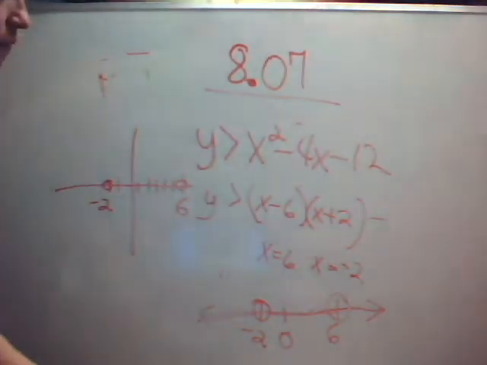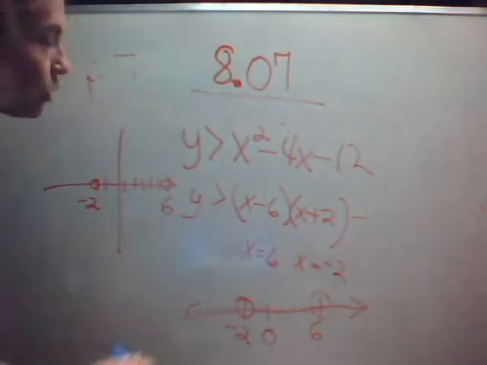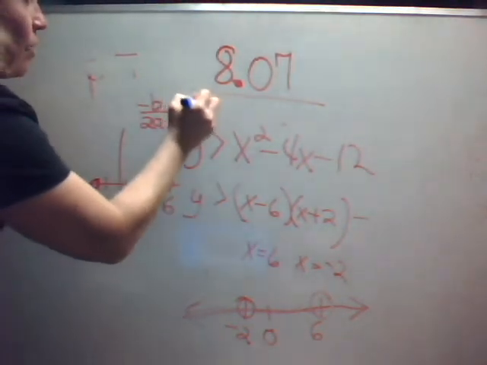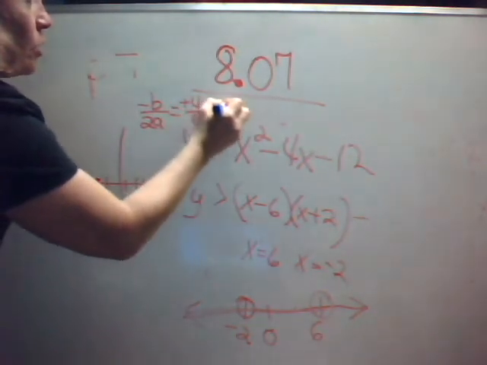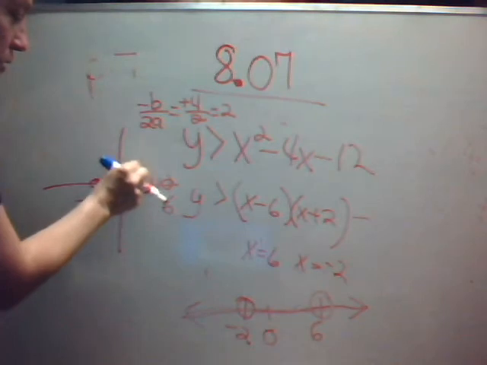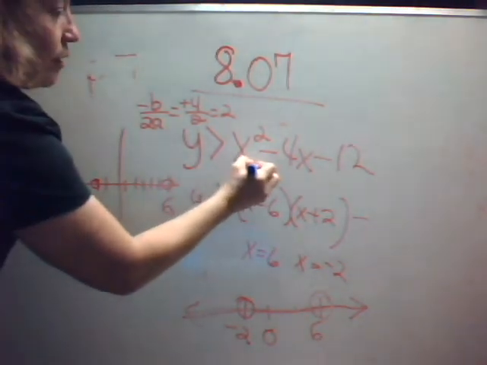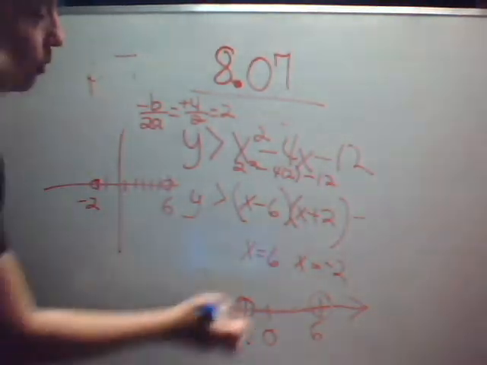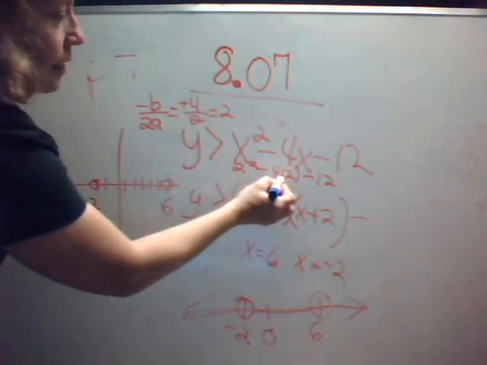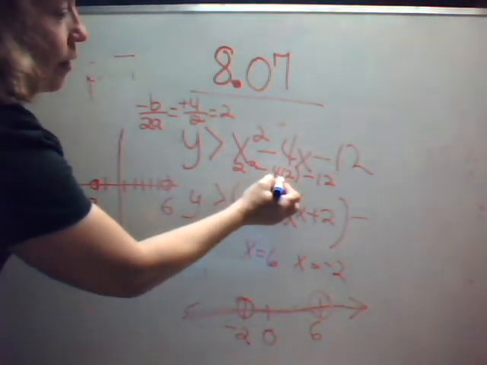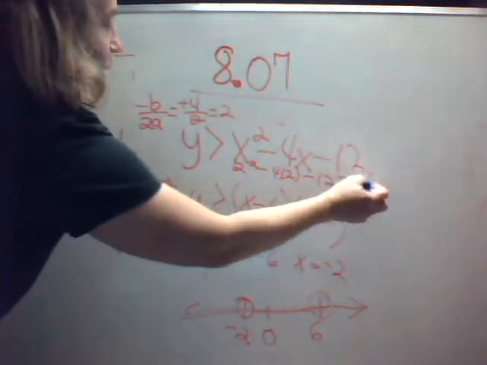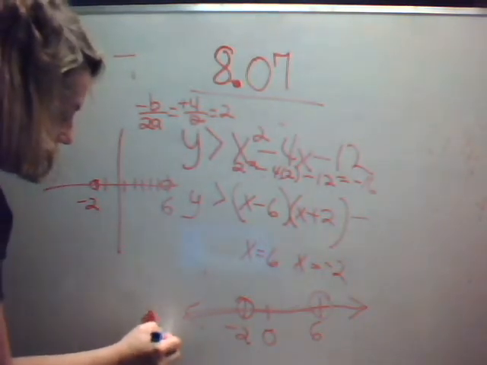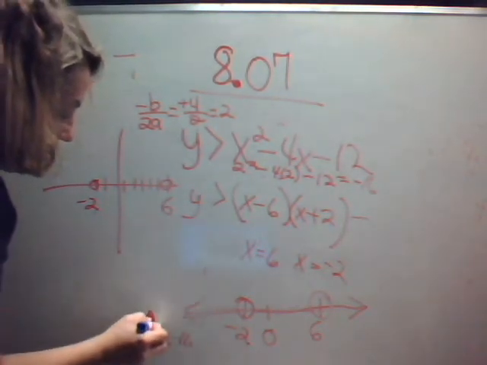I know that my parabola is going to face up, and I can even find my vertex using negative b over 2a. So that's going to be positive 4 over 2. So 2, which is halfway between those, right? 2 squared minus 4 times 2 minus 12. So all I'm getting out is my y coordinate. 4 minus 8 is negative 4. Negative 4 minus 12 is negative 16. So I'm at 2, negative 16, way down here. 2, negative 16 is my vertex.